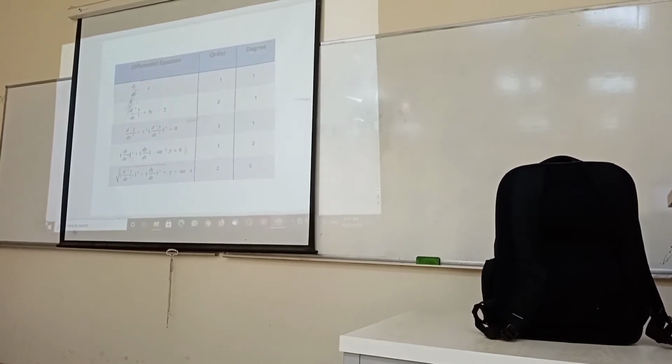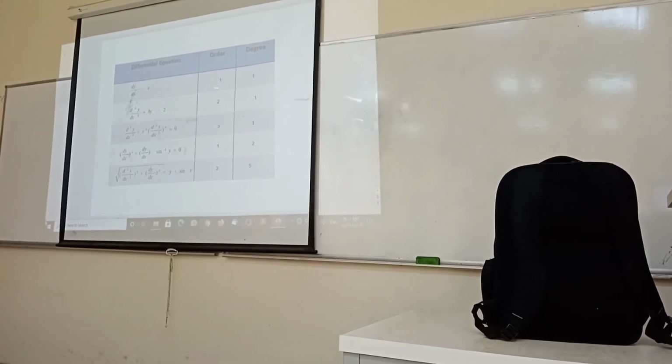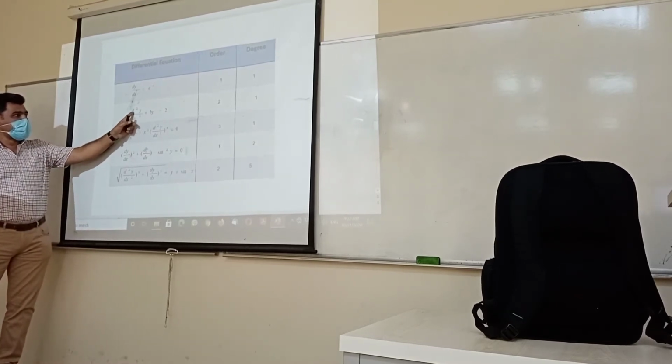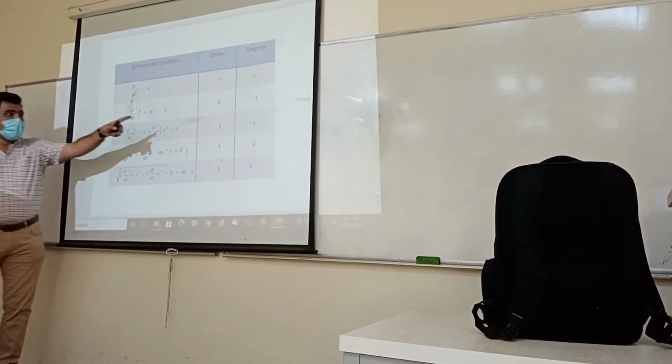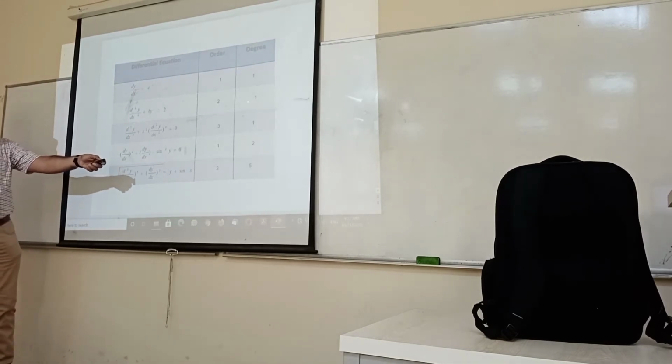Okay. Some more examples. Look at this one: dy over dx is equal to exponential of x. What's the order? The order is 1. What's the degree? It is also 1. The second one: this is the second derivative of y over dx squared. So this is the highest order, which is 2, and the degree of the highest order is 1.